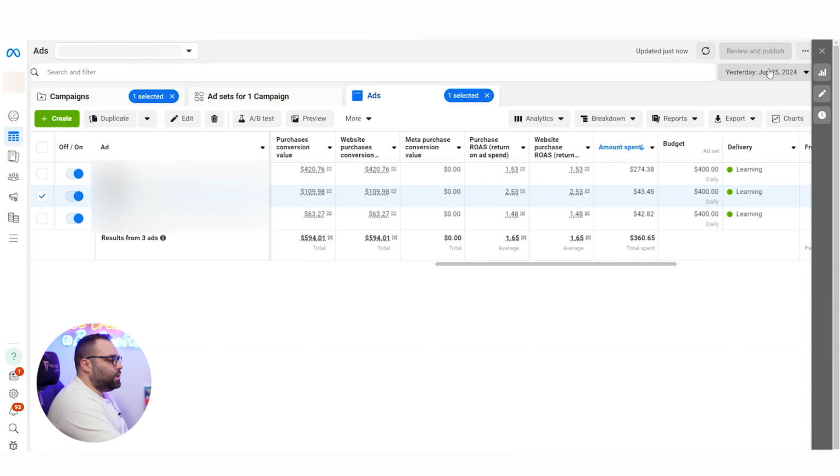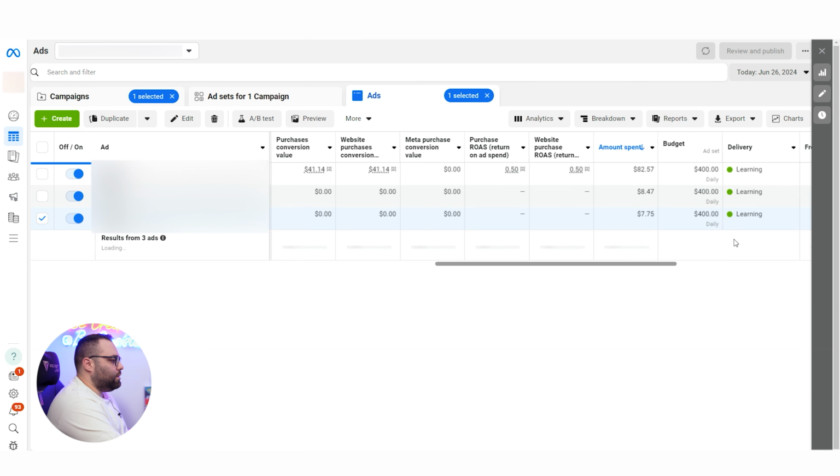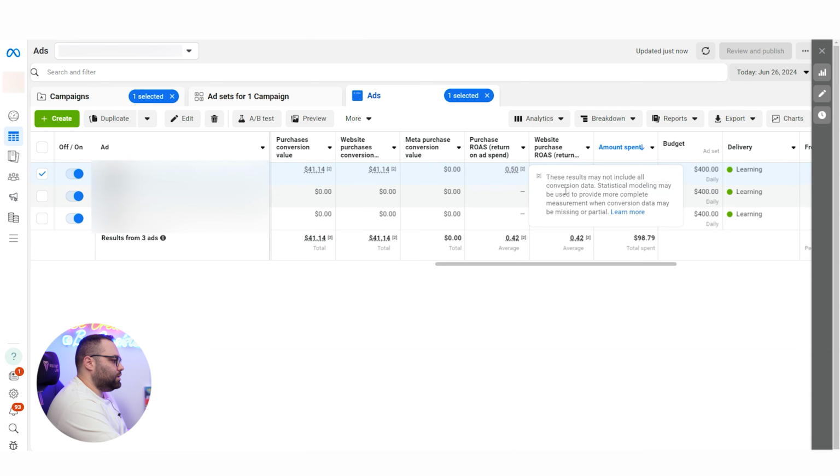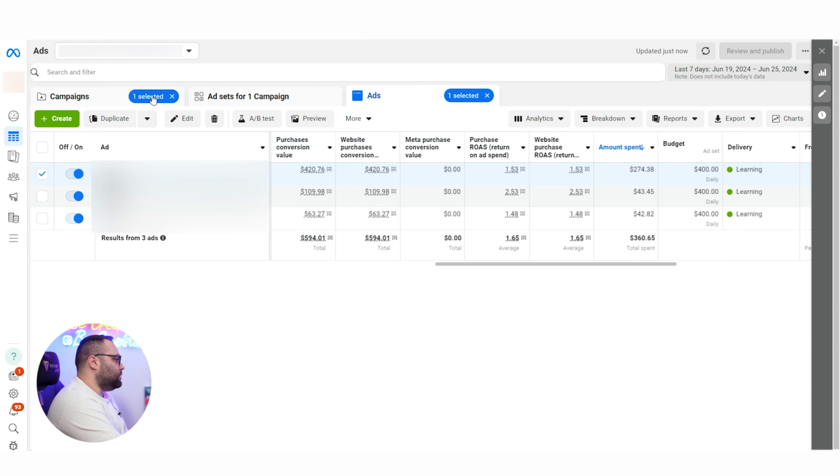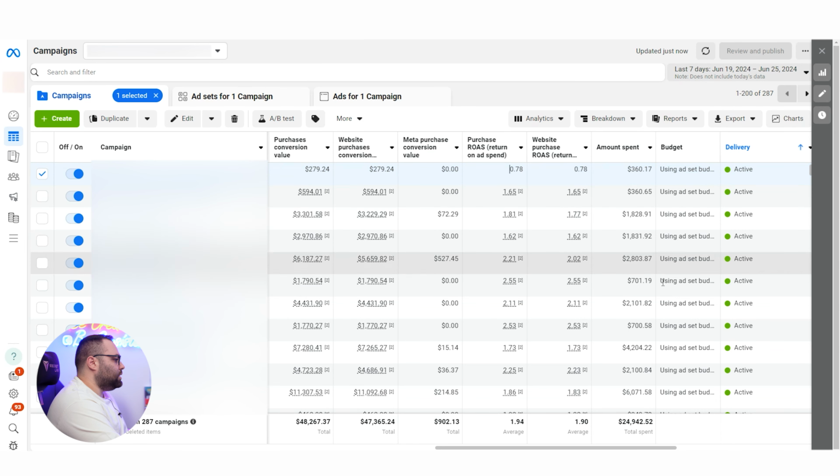But here we have only 24 hours, so we're going to just wait. This one is still aggressive, taking a lot of the budget, so we will see how it goes. And the other one is also coming from today. Let's see if I can find more.